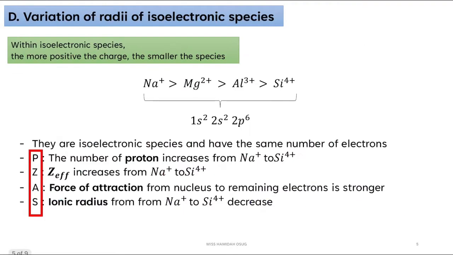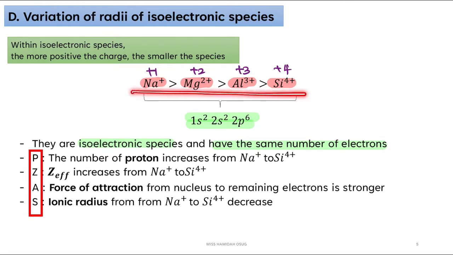So to explain why within the isoelectronic species, the more positive the charge, the smaller the species, we are using the PISAS. So as you can see, from the sodium ion to magnesium ion to aluminum ion to silicon ion, the value of the positive charge becomes more positive and they have the same electronic configuration. So your explanation must start with the words they are isoelectronic species and have the same number of electrons and the same electronic configuration.